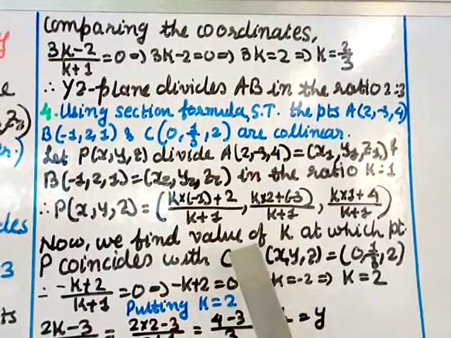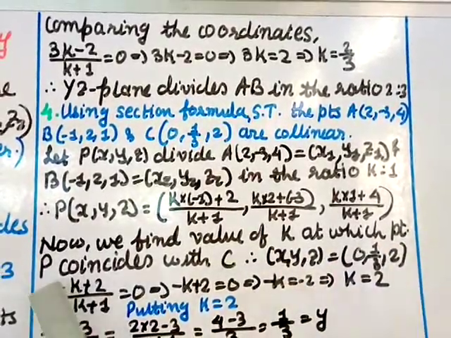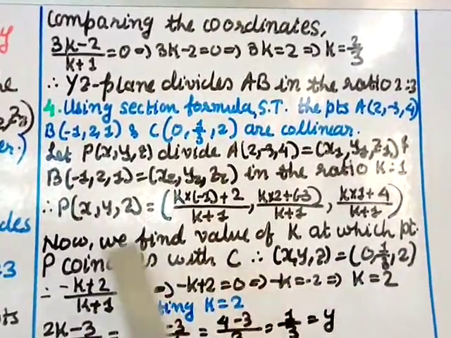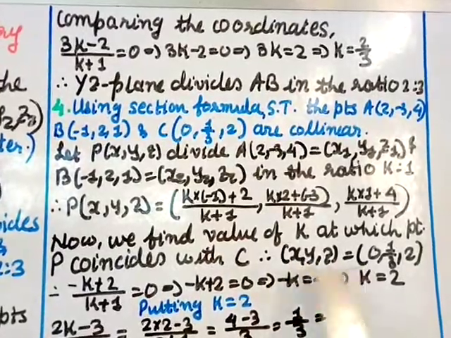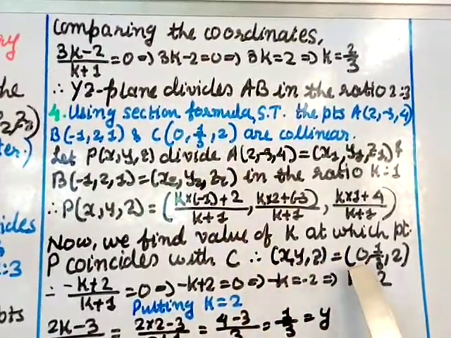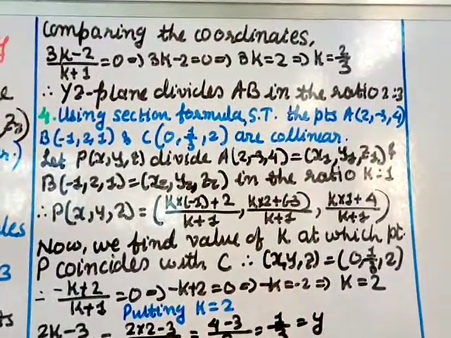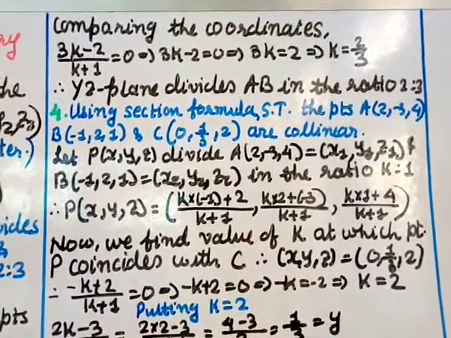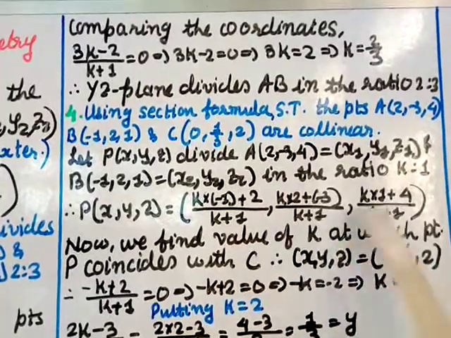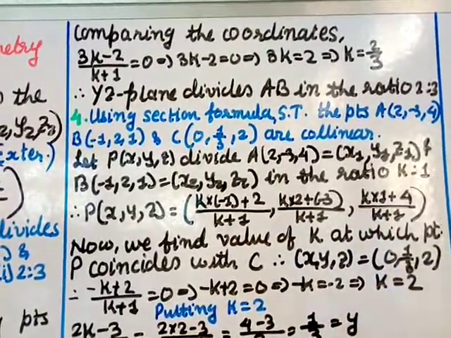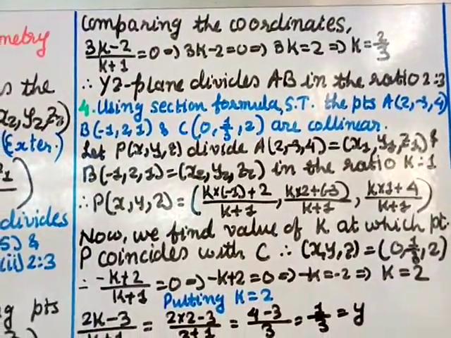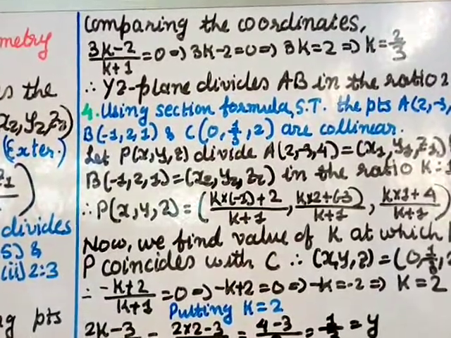Now we find the value of k at which point P coincides with C. That means this (x, y, z) equals the coordinates of C which are given to us. I take it as (0, 1/3, 2). So using this coordinate we shall find the value of k and check that value of k. If these other two coordinates are equal to the coordinates of C, then both are the same point, and so we can say that the 3 points are collinear.